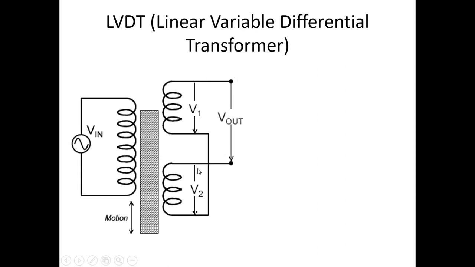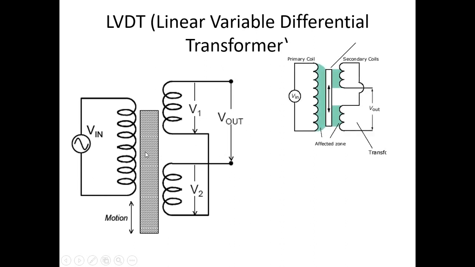V1 minus V2. Then let's suppose that the core is located exactly in the middle, where it is linked equally with both secondary coils. As a result, the voltage induced in coil number 1 and coil number 2 is exactly the same, and the output will give you a 0 reading, because V1 minus V2 is equal to 0.